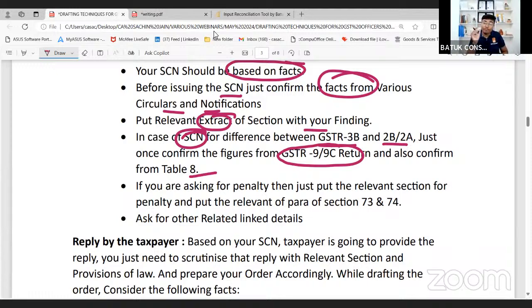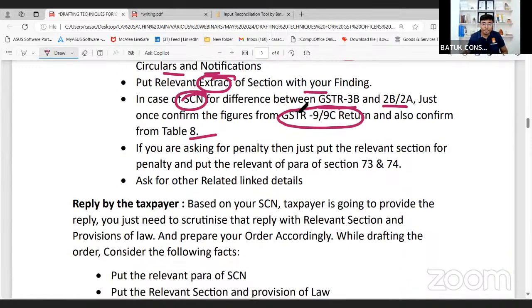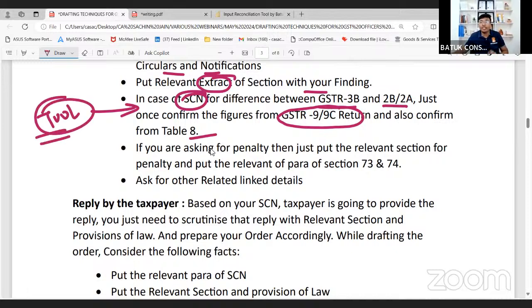So first you need to confirm the difference between GSTR 2A and table 8. Although regarding this reconciliation we have one specific tool. I will also discuss that tool at the end of this session. We have developed one specific tool for the reconciliation of input tax credit. We'll discuss that as well.